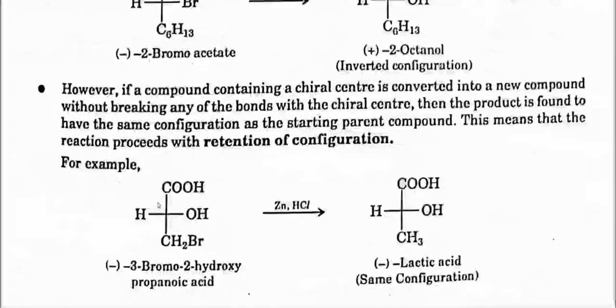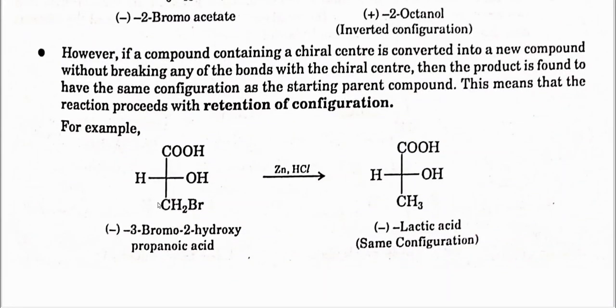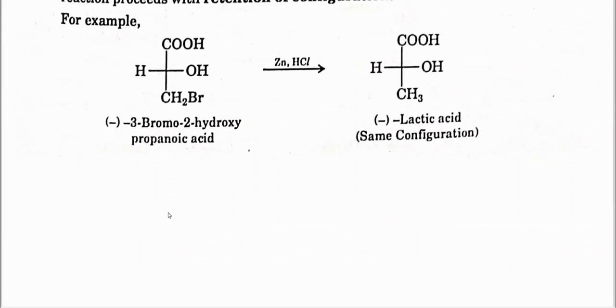However, if a compound containing a chiral center is converted into a new compound without breaking any of the bonds with the chiral center, then the product is found to have the same configuration as the starting parent compound. This means that the reaction proceeds with retention of configuration. For example, this reaction can be taken as the example.